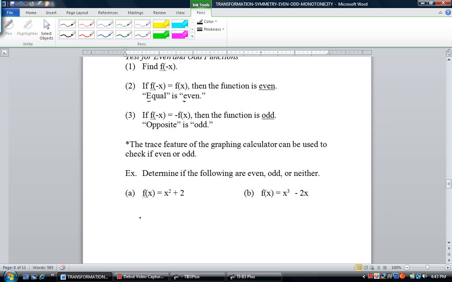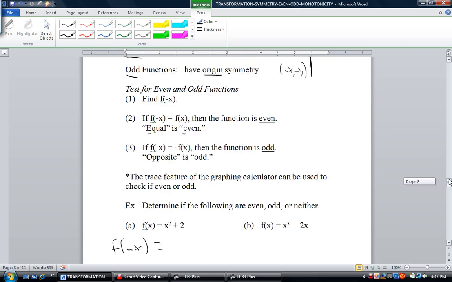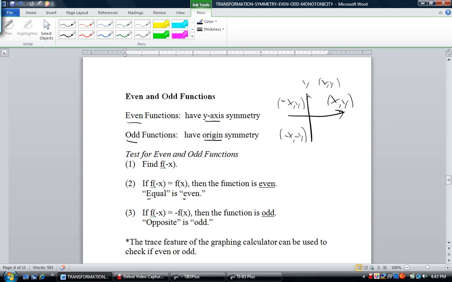f of x equals x squared plus 2. The test is to find f of negative x. And by the way, one thing I needed to mention, there's nothing for over the x-axis because we're dealing with functions. And if it's symmetrical over the x-axis, kind of like this, that's not a function. That doesn't pass the vertical line test. That's why we only have two options, over the y-axis or the origin. In other words, only even and odd. There's no third case unless it's a neither.